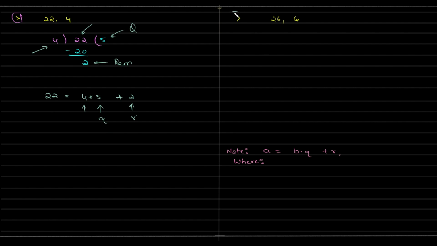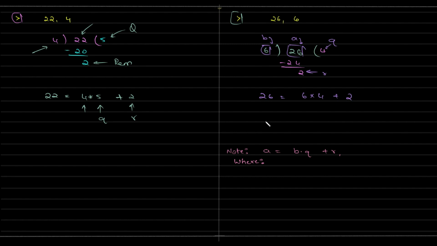One more example. I'm dividing 26 by 6. So we have 6, 26. If we continue this, you'll get 6 4s are 24, and the remainder is 2. So again, divisor, dividend. I'll call this A, B, quotient as Q, and the remainder as R. So I'll be able to rewrite 26 as 6 into 4 plus the remainder. Make sense?